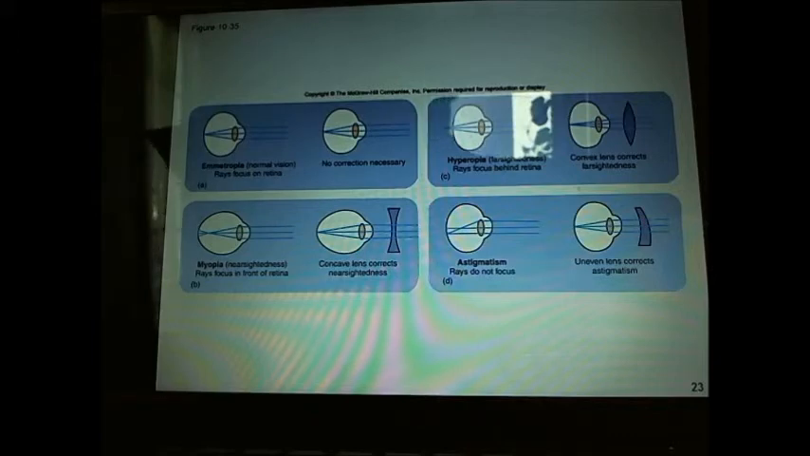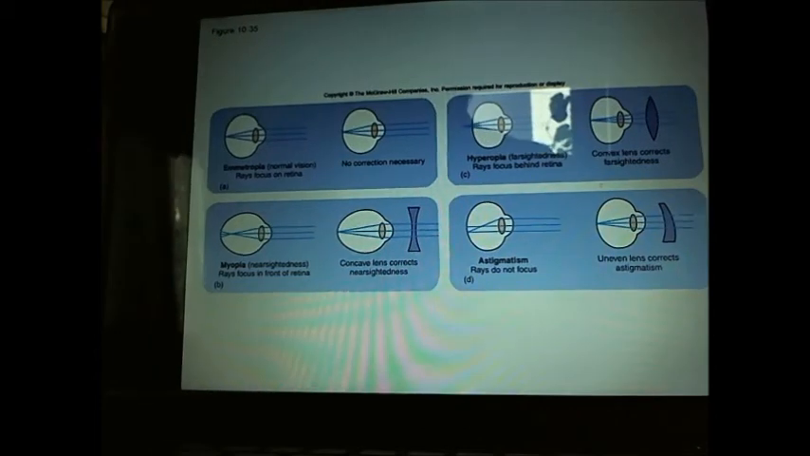Let's see if there's anything else I want to go through on that. The after images, negative and positive, are the continued firing of the photoreceptors after the stimulus is removed. Okay, you're going to be looking at that.